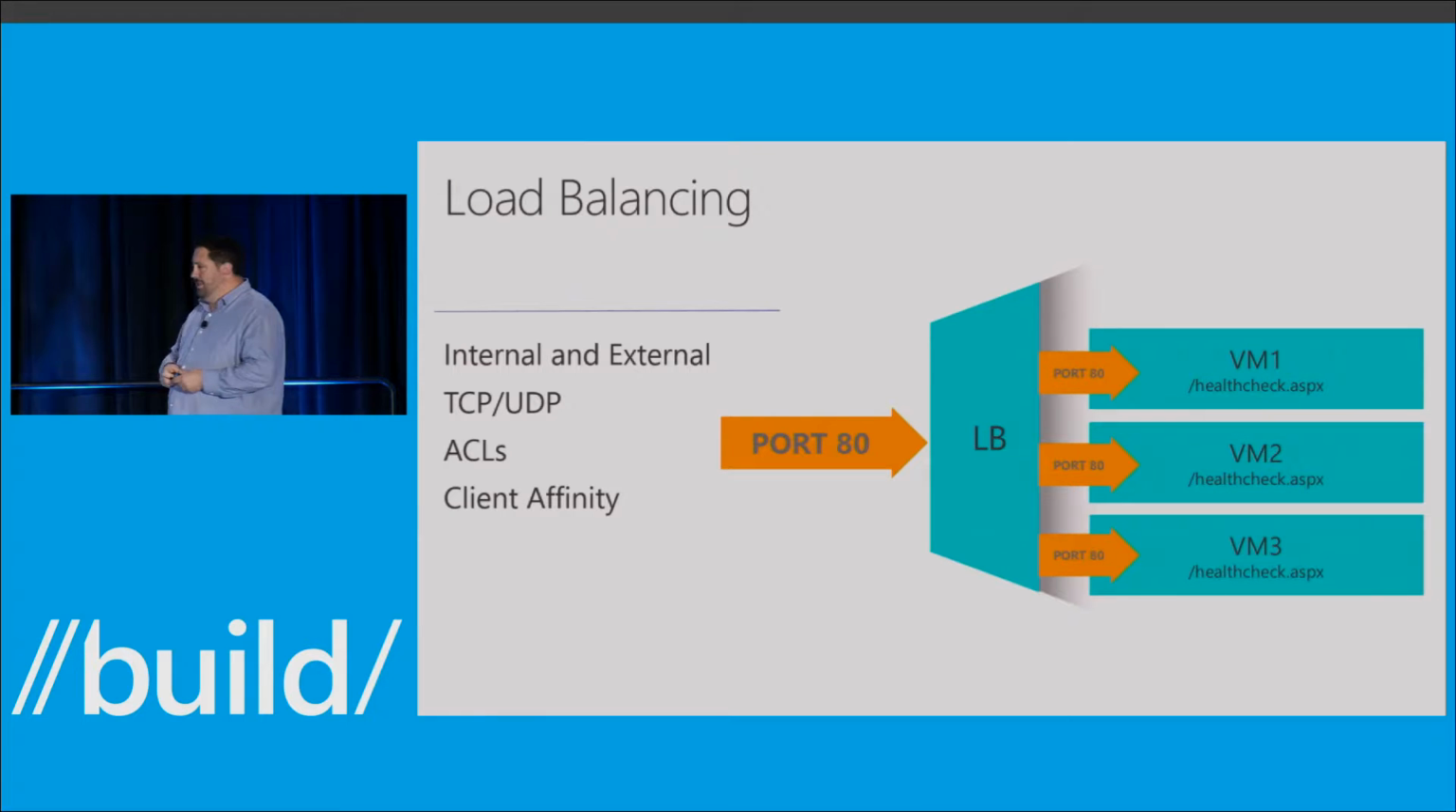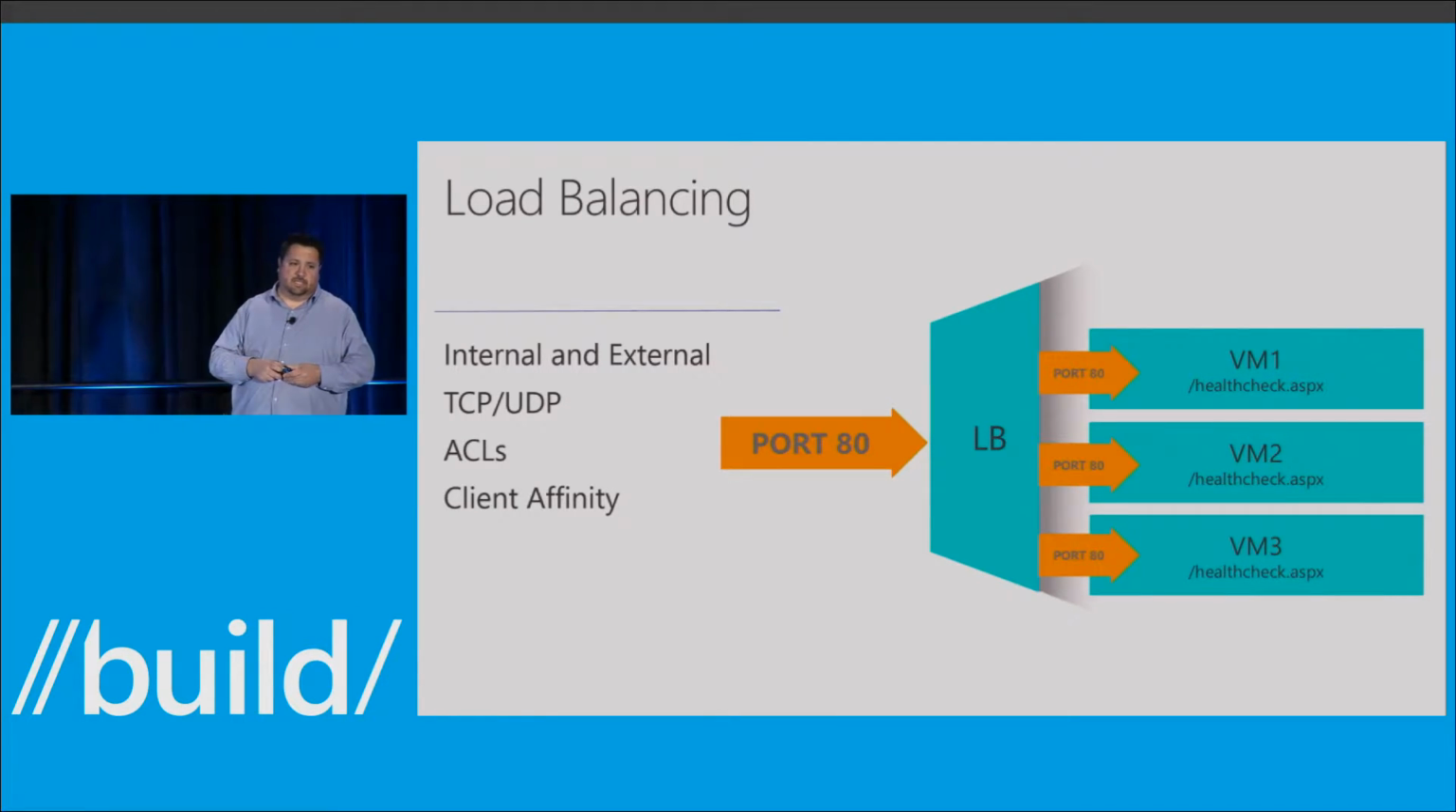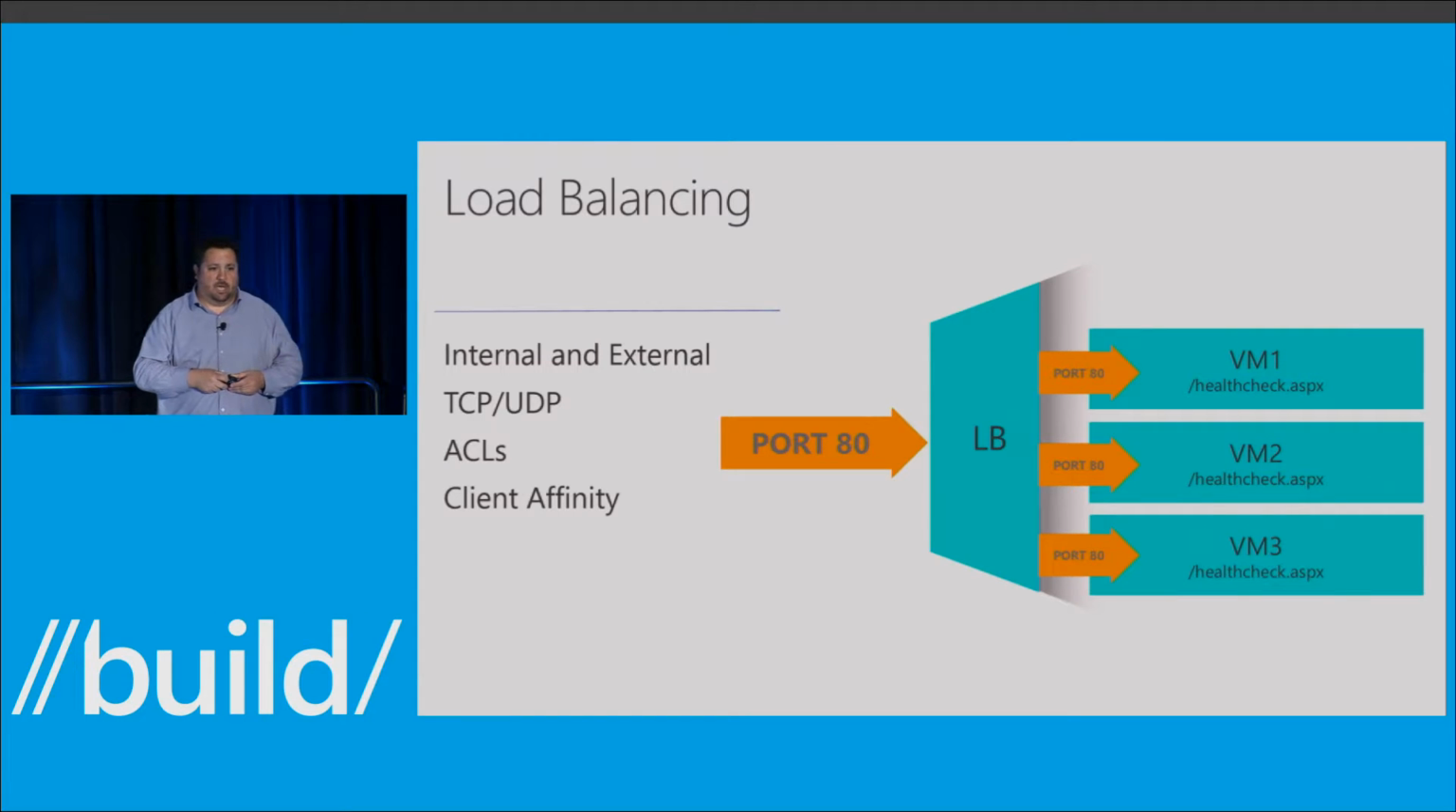A recent addition is client affinity. If you want clients to continually get access to the same load balance node, you can set up client affinity based on IP addresses. So you can be assured that, assuming that load balance node is available, that same client will continue to get access to that single node.